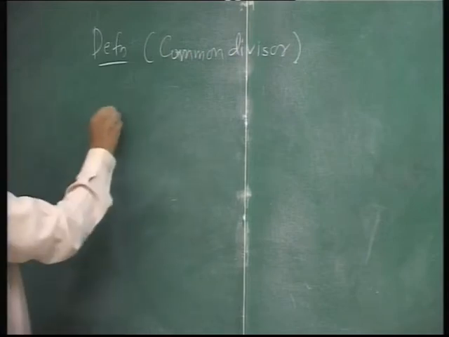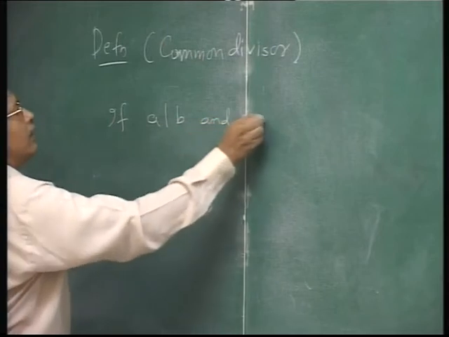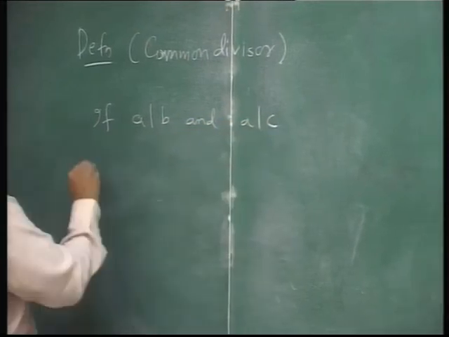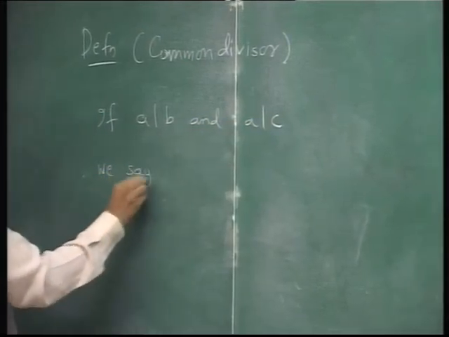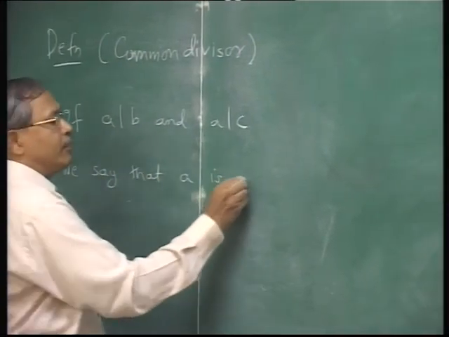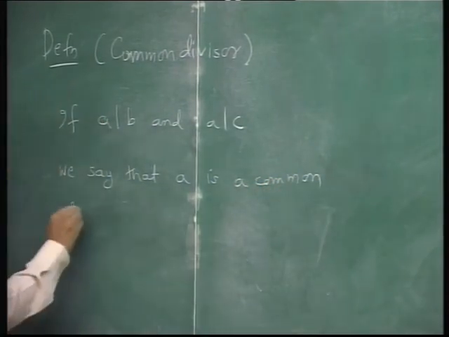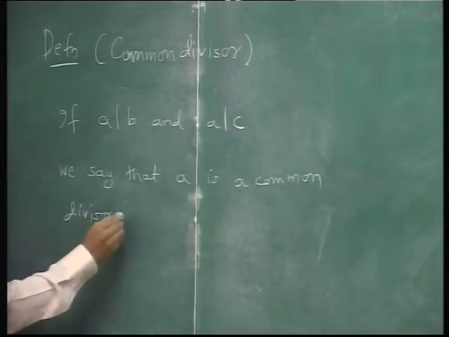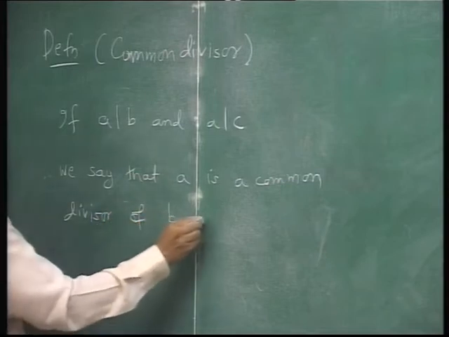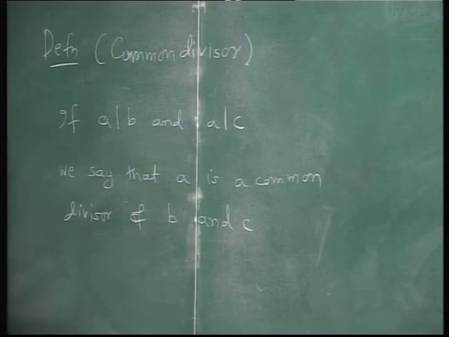So if A divides B and A divides C, we say that A is a common divisor of B and C.